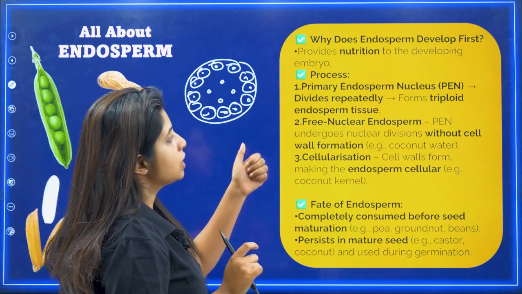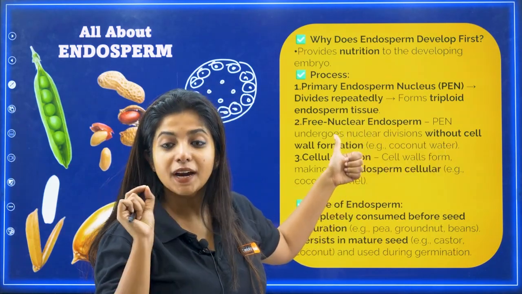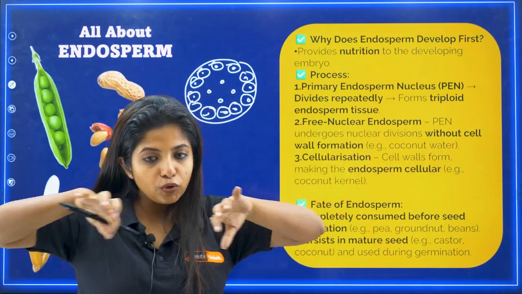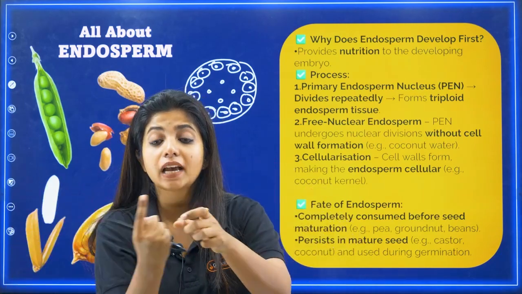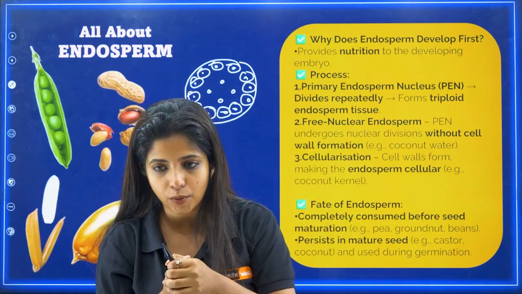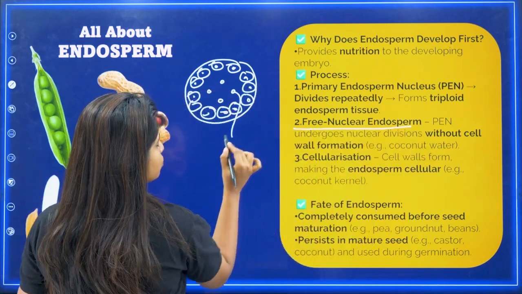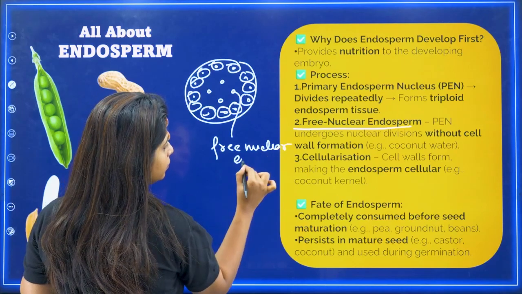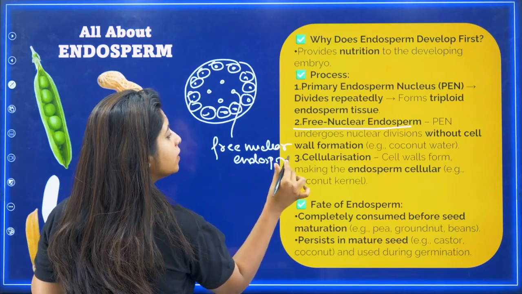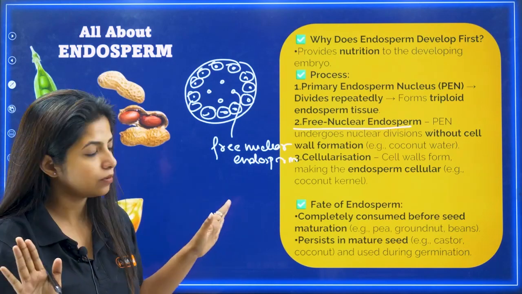Okay, first is free nuclear endosperm. PEN, that is primary endosperm nucleus, undergoes nuclear division. The nucleus which was there is undergoing nuclear division, but the cell wall is not immediately formed around them. So this is what free nuclear endosperm is. Later on, they will probably be surrounded by the cell wall and things like that. But as of now, there is no such thing.